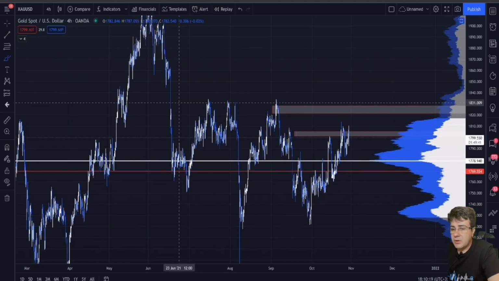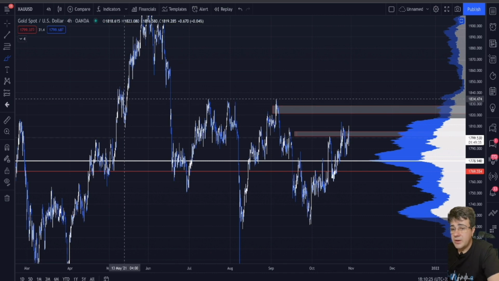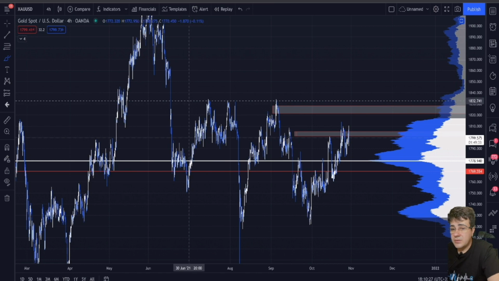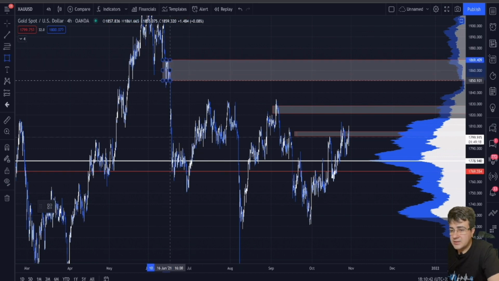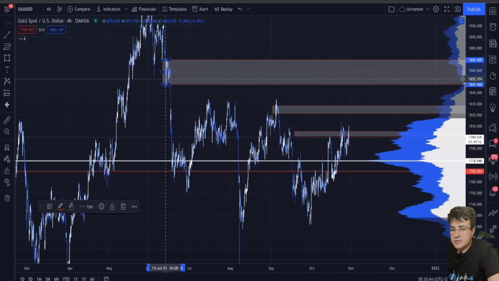So breaking above this zone at 1832, right? This consolidation block here, which is a resistance around here, would for sure take you to 1851, right? So this here would be the next interest zone.